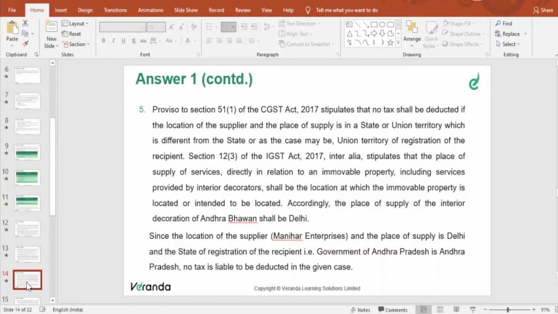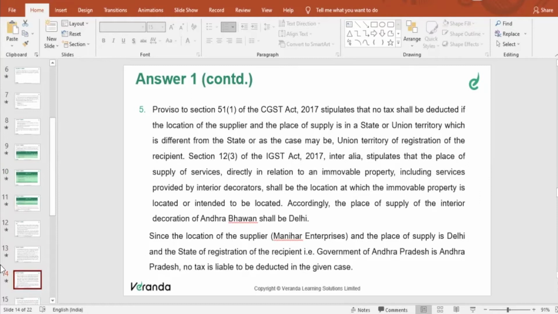Section 12(3), which is regarding place of supply, stipulates that the place of supply of services in relation to immovable property, including services provided by interior decorators, we are working on the immovable property. So the POS shall be the location at which the immovable property is located. So the place of supply for the interior decoration services was Delhi, well established. Since the location of supplier and place of supply is Delhi and recipient is in Andhra Pradesh, no tax is liable to be deducted in the given case.